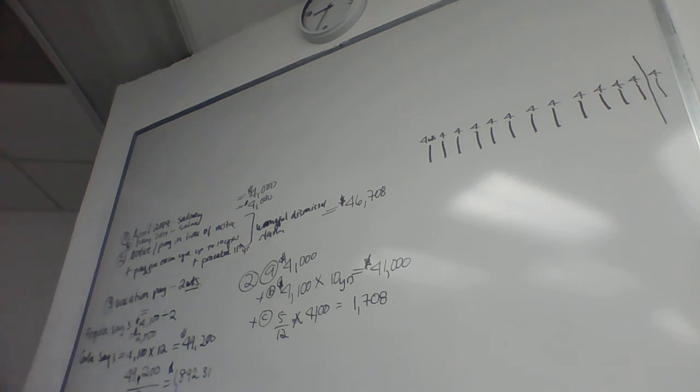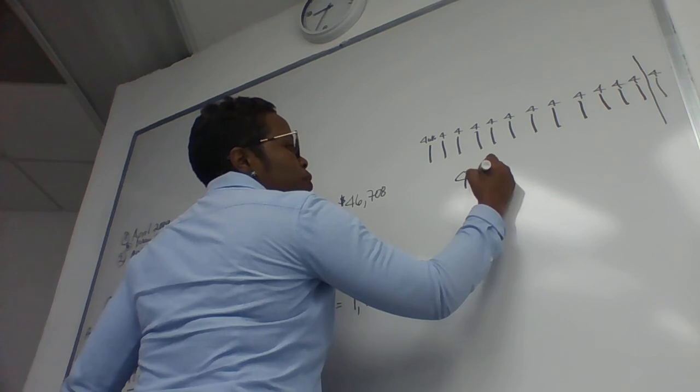So, if we had to quantify a claim, what's the total of it? So we have 4,000.